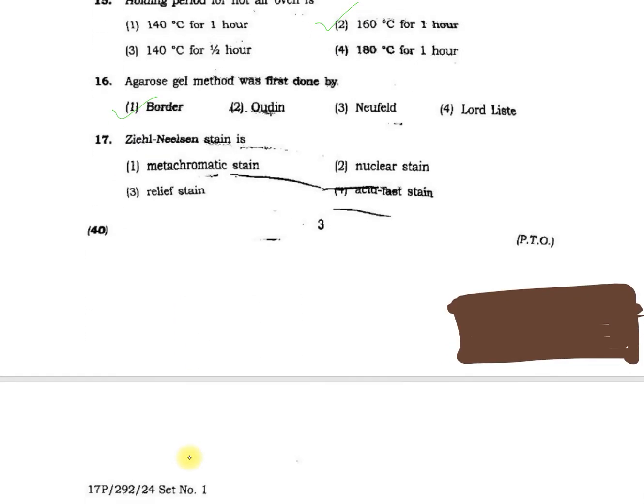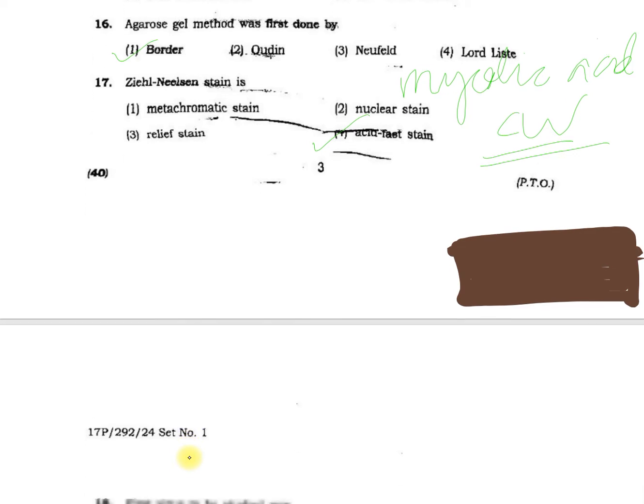Question number 17. Ziehl-Neelsen stain is 1. Metachromatic stain, 2. Nuclear stain, 3. Negative stain, 4. Acid fast stain. This is the acid fast stain used for the differential staining of the bacteria which have the mycolic acid in their cell wall. Hence, they are resistant to the destaining by the acid alcohol solution.